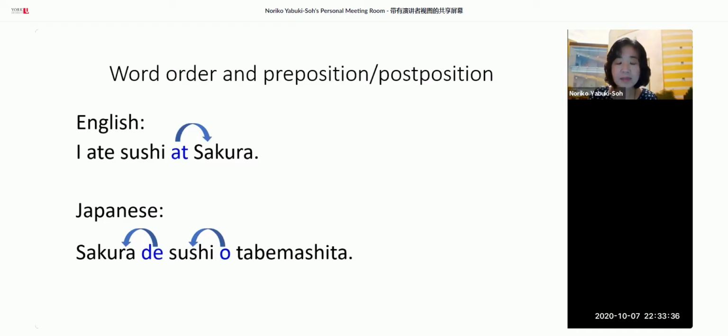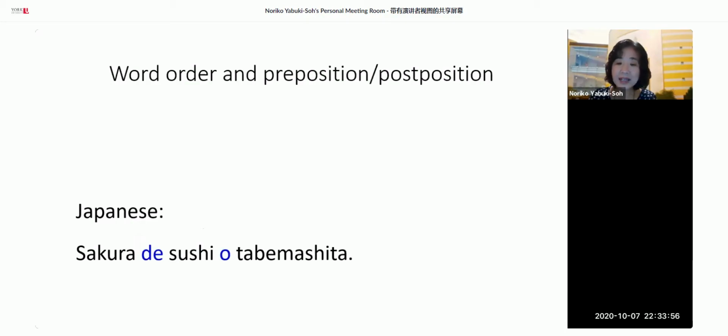So, as I said before, particles tackle you from behind and give you the function. Sakura, you're going to be the place of action, or sushi, you're going to be the object of the sentence. So, in this sentence, Sakura de is one unit, and sushi o another unit.